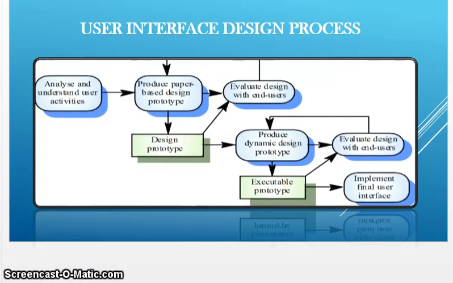This is the entire representation of the user interface design process. Here, the user and the system analyze and understand each other's activities. The data collected from the analysis phase is produced into a proper design prototype. That design can be a simple prototype or a dynamic design prototype. Whatever the prototype, it should be evaluated with the end users. Then the executable prototype is developed, which should also be evaluated with the end users. Then the implementation of the final user interface takes place.